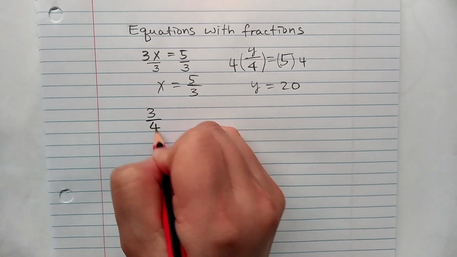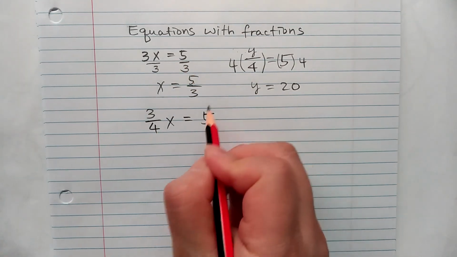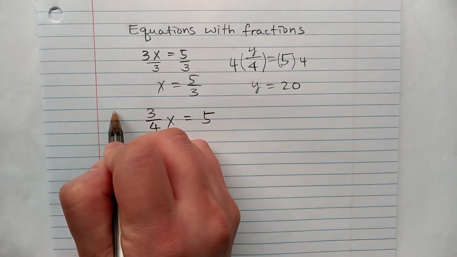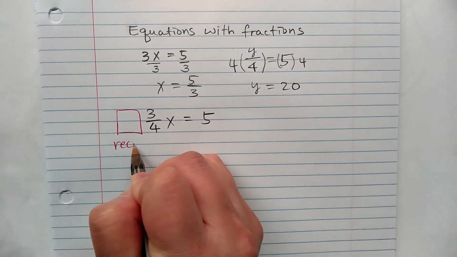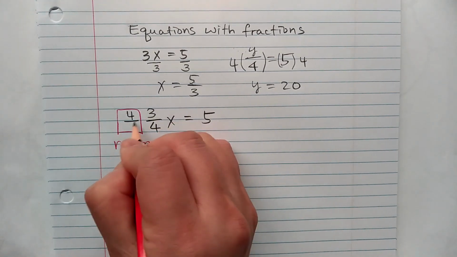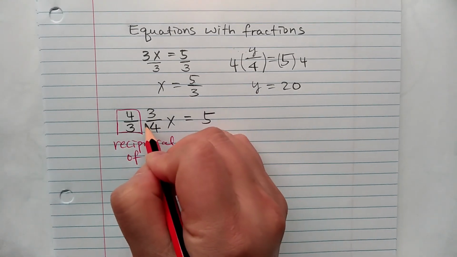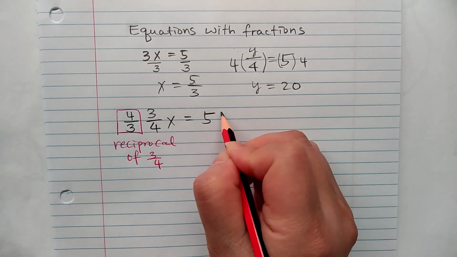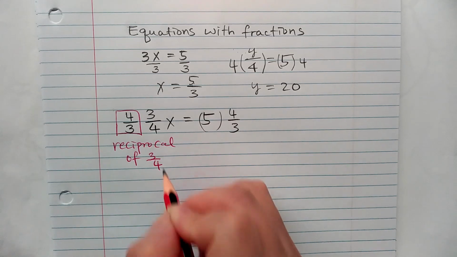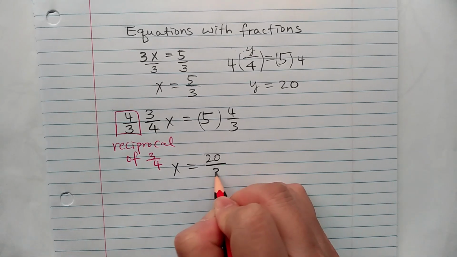When you have 3 over 4x is equal to 5, instead of going through all these steps, if you find the reciprocal of this number, which is 4 over 3, then you multiply that number on each side. So multiply 4 over 3 here, do the same here, multiply 4 over 3, then everything here will reduce to 1. So x is equal to 5 times 4 is 20, and the denominator is 3.